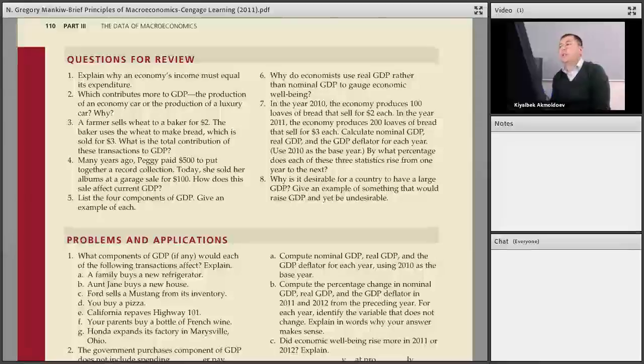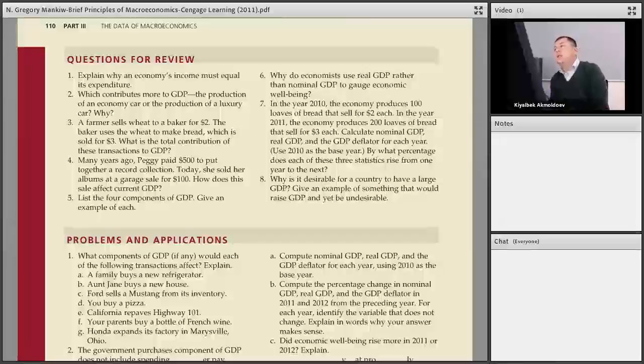Why do economists use real GDP rather than nominal GDP to gauge economic well-being? Because real GDP represents how production increased without any price effect. Our aim is, of course, to know how much real production increased, not the change in price but the change in production. That is why real GDP calculates only the change in product. That is why this is important for us.